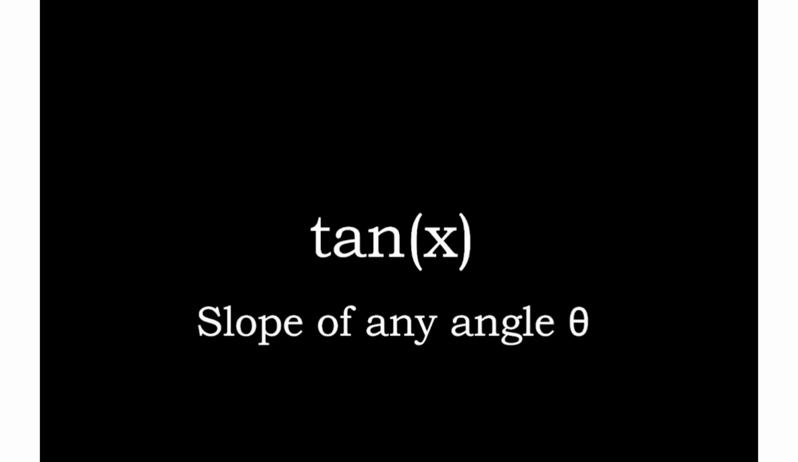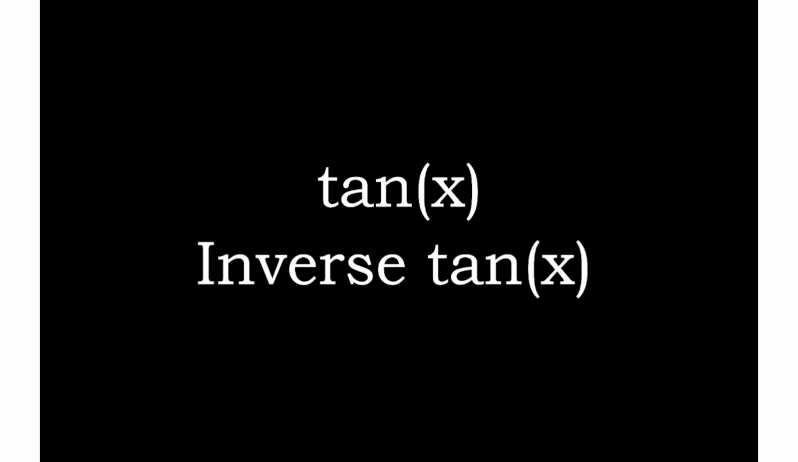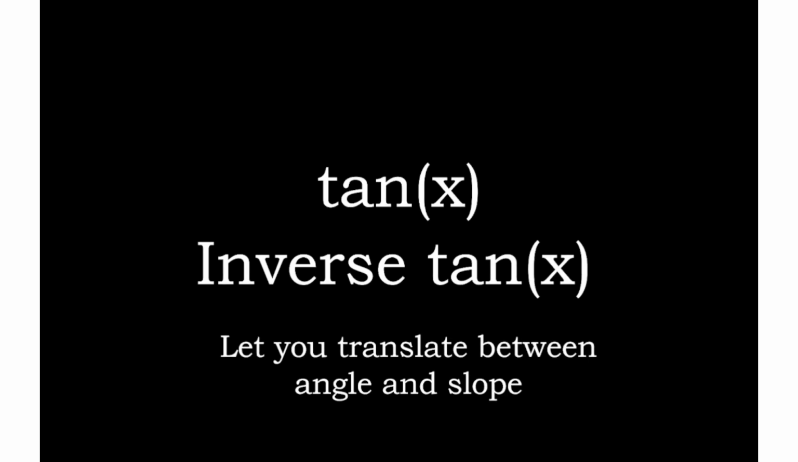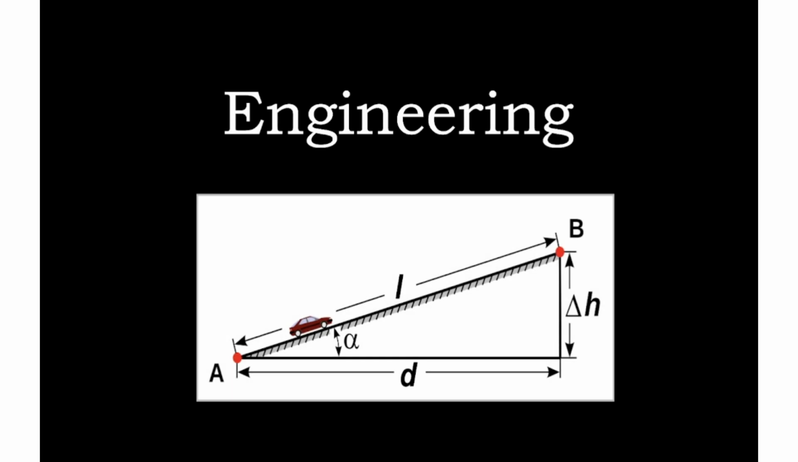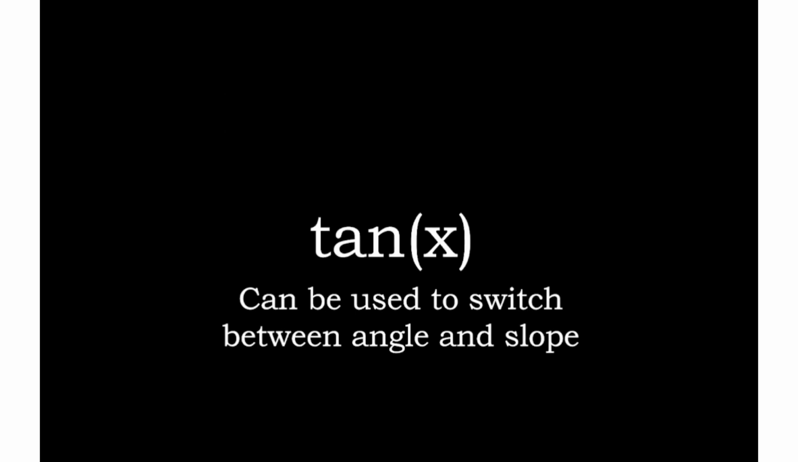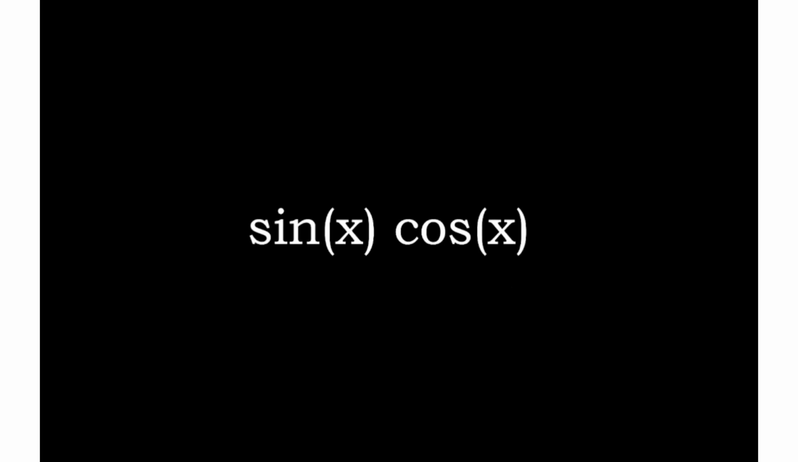The tangent function is particularly simple, as it represents the slope of any given angle theta. The tangent and inverse tangent function, which we'll get to at some point, lets you translate between slope and angle, which is very useful in engineering. We'll go more in depth on the applications of this later, but for now, just remember that you can use the tangent to switch between slope and angle, and that this can be applied in a lot of places in engineering and physics.